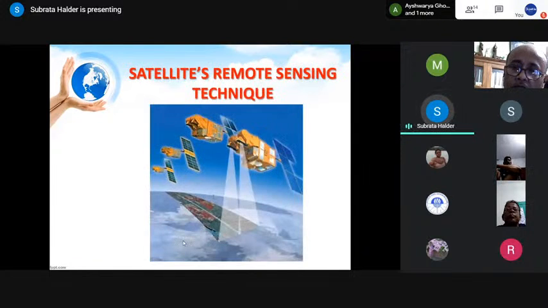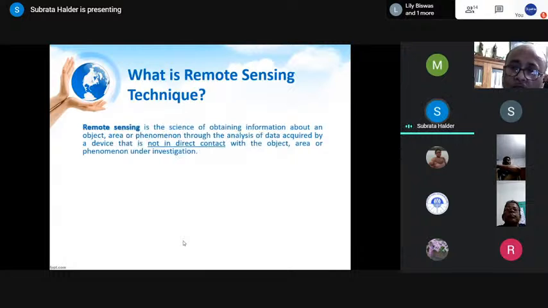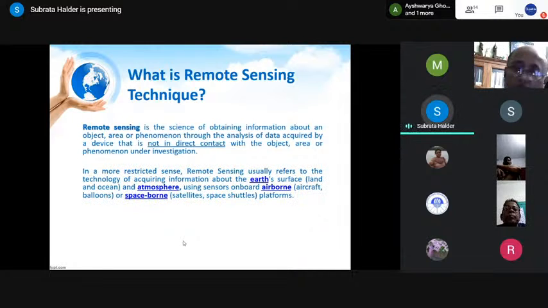Satellite remote sensing technique. What is a remote sensing technique? Remote sensing is the science of obtaining information about an object, area, or phenomenon through the analysis of data acquired by a device that is not in direct contact with the object, area, or phenomenon under investigation. In a more restricted sense, remote sensing usually refers to the technology of acquiring information about the Earth's surface, that is land and ocean, and atmosphere, using sensors on board airborne, that is aircraft or balloon, or spaceborne, that is satellite or space shuttle platforms.